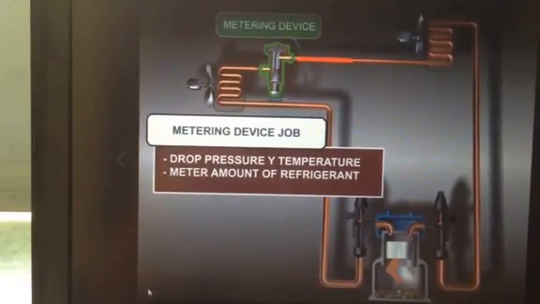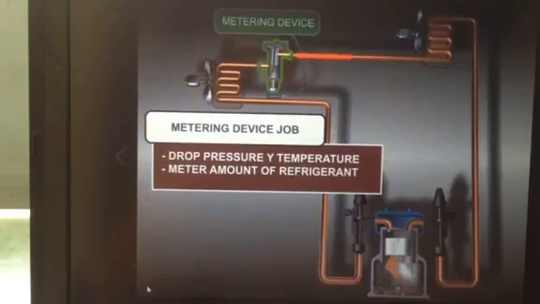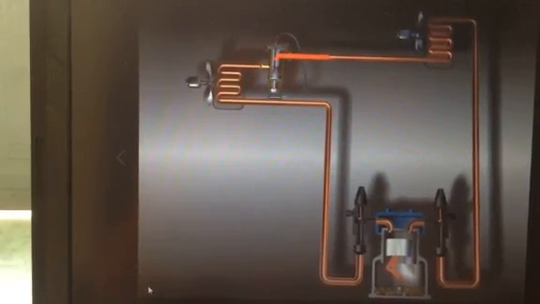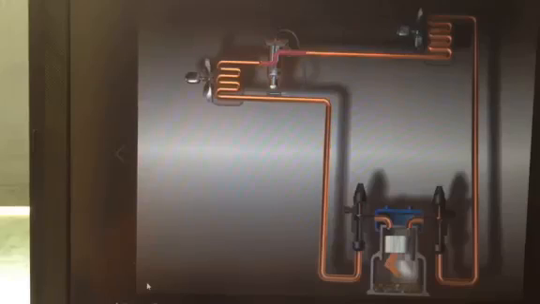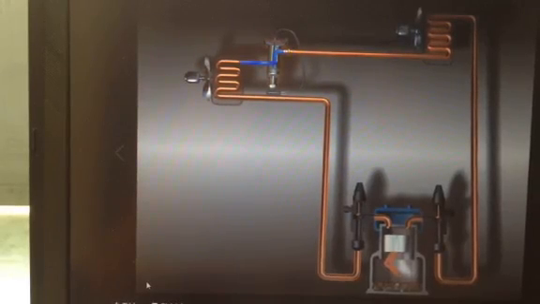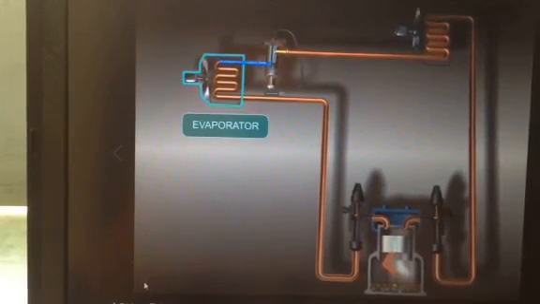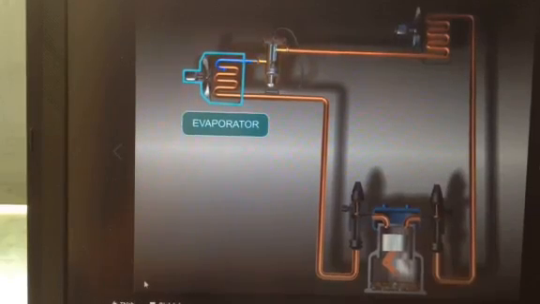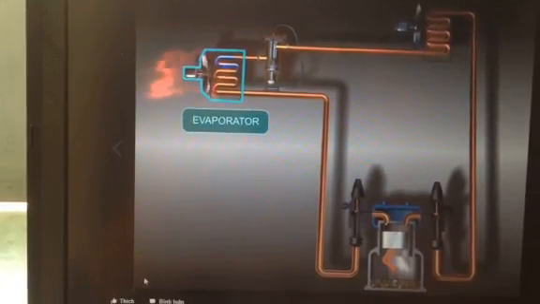When the refrigerant comes out of the metering device, it enters the evaporator and will flash and will enter as part liquid and part gas at a low pressure and temperature. The evaporator coil is a heat exchanger, and its job is to absorb heat that is not wanted.